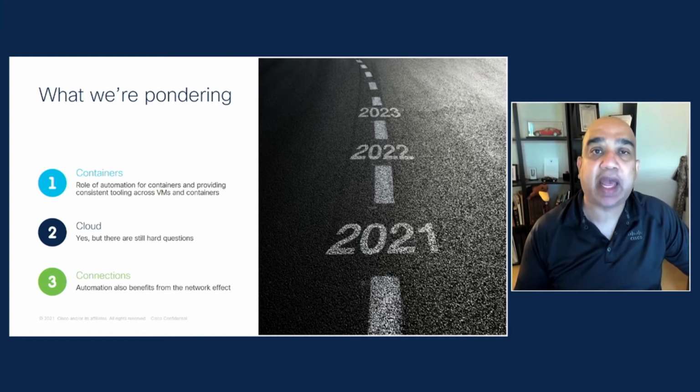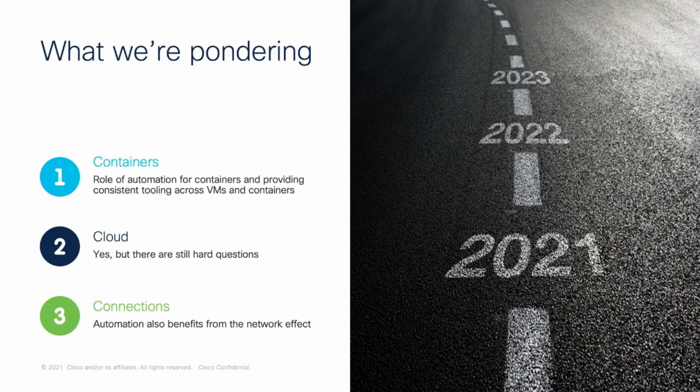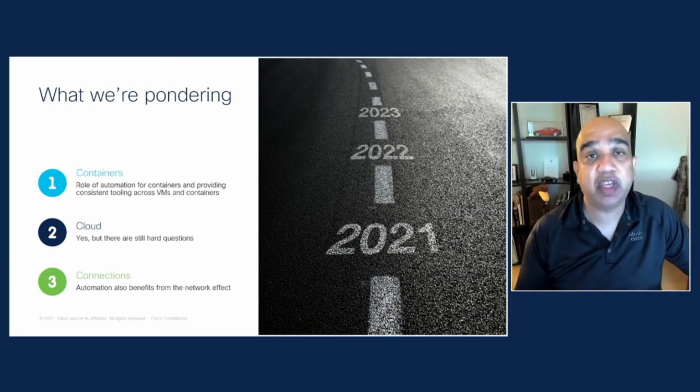The second piece is cloud. So everyone is, so cloud is a given, right? Yes, we will do cloud. And you've probably seen investments in Crosswork Cloud from our team with insight and analytics tools. The question becomes, how do we do automation of infrastructure, config management, those kinds of things in the cloud?